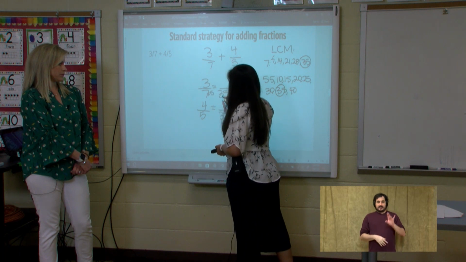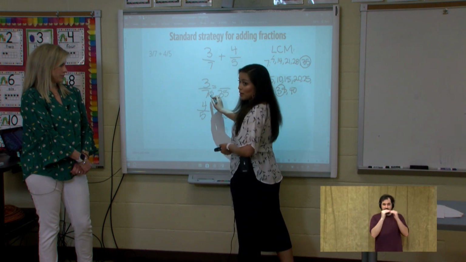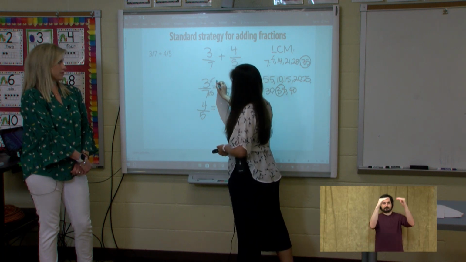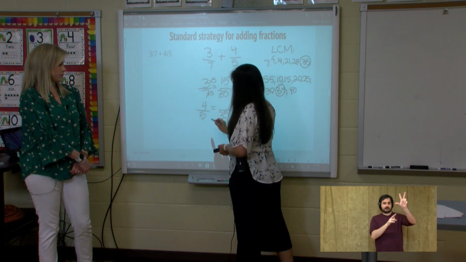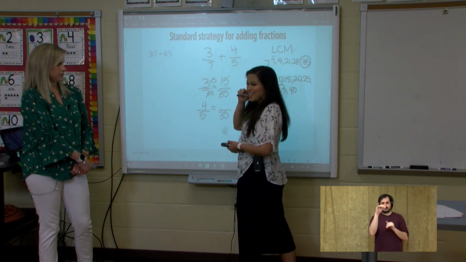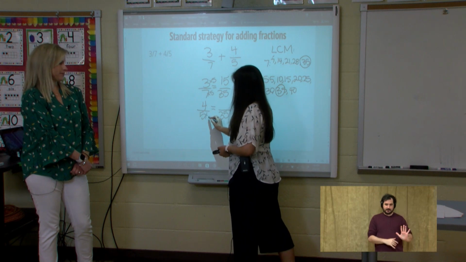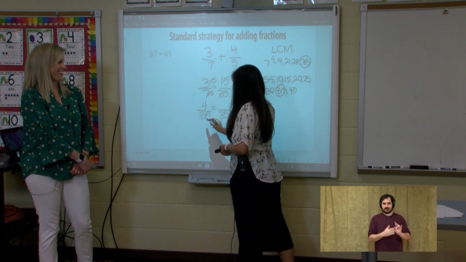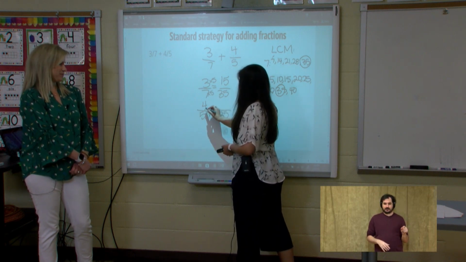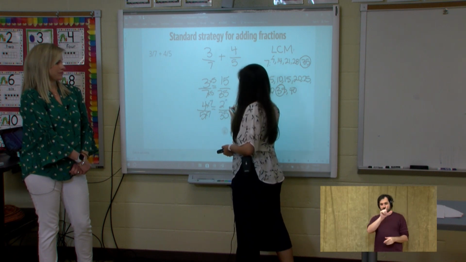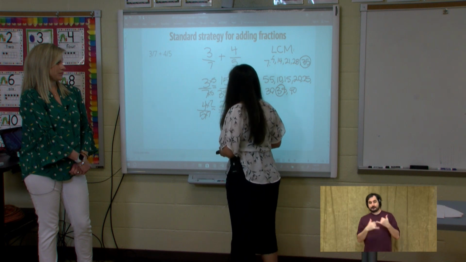So I can go back. 7 times 5 is 35. What I do on the bottom, I have to do on the top. So 3 times 5 is 15. And then I can do the same for this, but I just know my 5s, so I know that 5 times 7 is 35, so that means I have to multiply this by 7 as well, and that gives me 28. So now I'm ready to add.